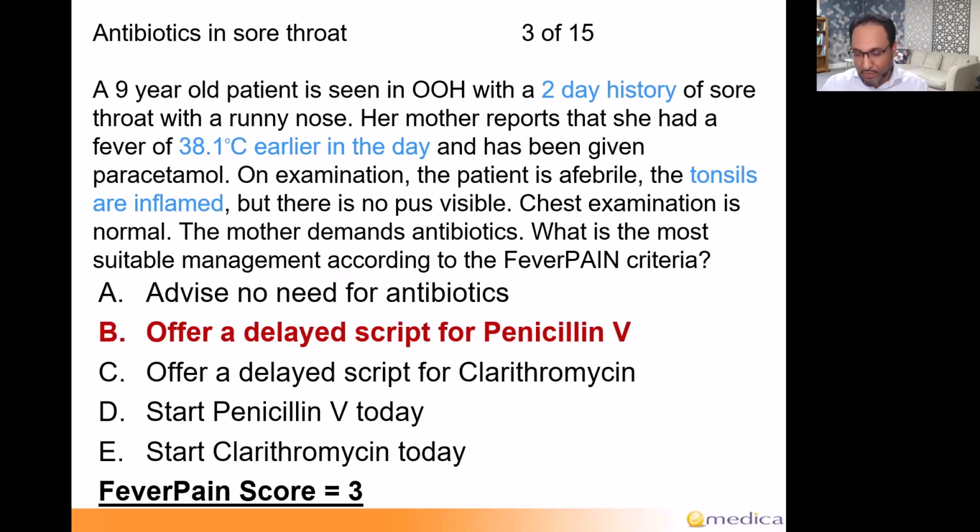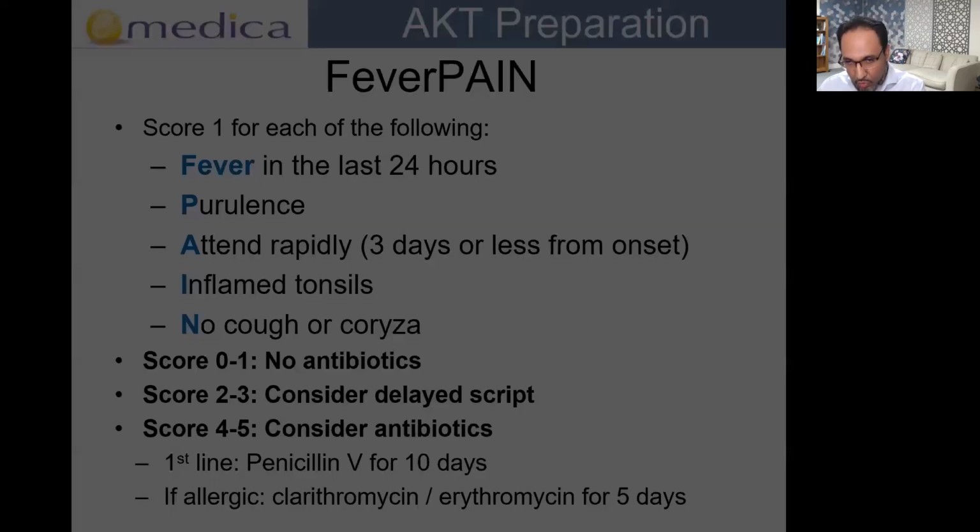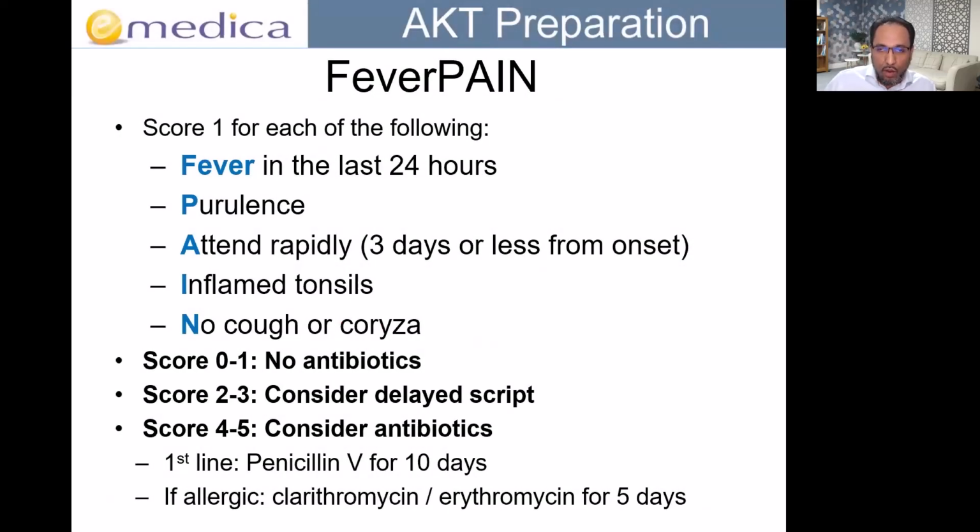Okay. So now we've gone through what the criteria are, the interpretation is: if you score 0 or 1, the likelihood that you've got a bacterial infection, streptococcal usually, is very, very low. So the guideline recommends don't give antibiotics. If you score 2 to 3, then there's a moderate probability of a bacterial infection, so you should consider a delayed script. And if they score 4 or 5, there's a high probability of a bacterial infection, so consider giving antibiotics at the same time. First line, if they've got no allergies, is Pen V, 10 days. If they're allergic to penicillin, either clarithromycin or erythromycin, and that's a shortened course, it's 5 days.